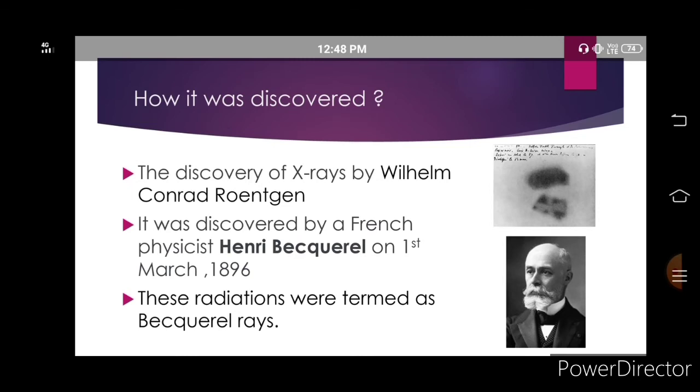Okay. How it was discovered? It was actually discovered by Henri Becquerel in 1896. As you already know, radioactivity is one of the most well-known accidental discoveries in the history of physics. It all started with the discovery of X-rays by Wilhelm Conrad Röntgen in 1895.